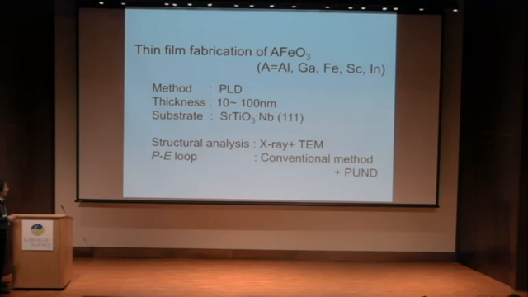We have fabricated these 5 compounds. All of them have the kappa alumina structure. The thin film was fabricated by PLD, and the thickness of the film was 10 to 100 nanometers. The substrate was always Nb-doped STO 111 surface. The structure analysis was carried out using X-ray and TEM. And the P-E loop was measured by a conventional method and the PUND method.